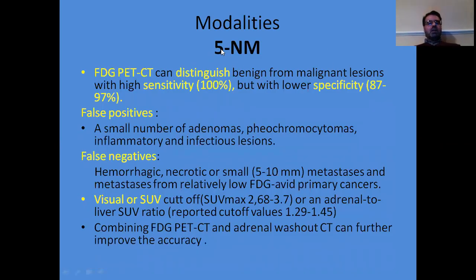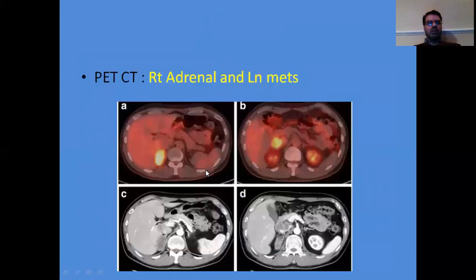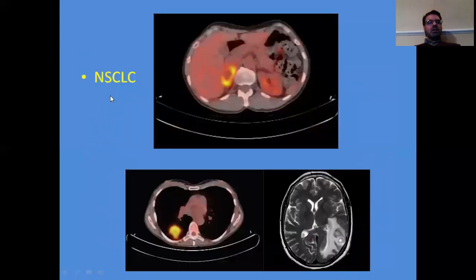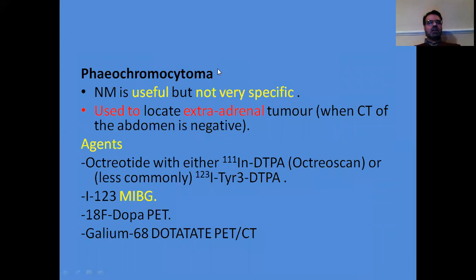Modality number 5 is nuclear medicine. PET-CT scan is good and can distinguish benign from malignant lesions with a sensitivity of 100% and specificity of 87 to 97%. Of course, there are still some false positives and false negatives, and the uptake can be measured either visually or by calculating the SUV. This is an example of adrenal metastasis on the right side with lymph node metastasis, I think from lung cancer. This is another example of lung cancer: the primary in the right lung, brain metastasis on MRI, and peripheral uptake in a right-sided adrenal metastasis.